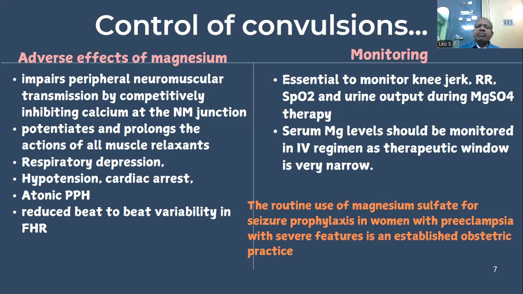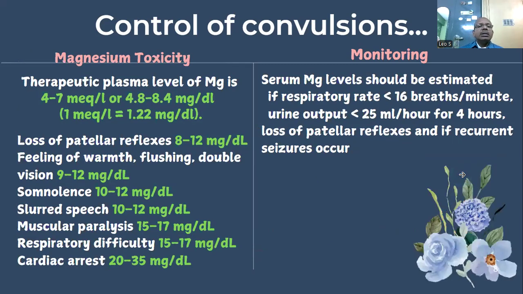Magnesium sulfate is the established obstetric practice of seizure prophylaxis. When you use magnesium intravenously, the toxicity should be expected. The normal range is 4.8 to 8.4 milligram per deciliter. The loss of patellar reflexes, feeling of warmth, flushing, double vision, somnolence, slurred speech, muscular paralysis, respiratory difficulty, and cardiac arrest are the sequence of toxicity.